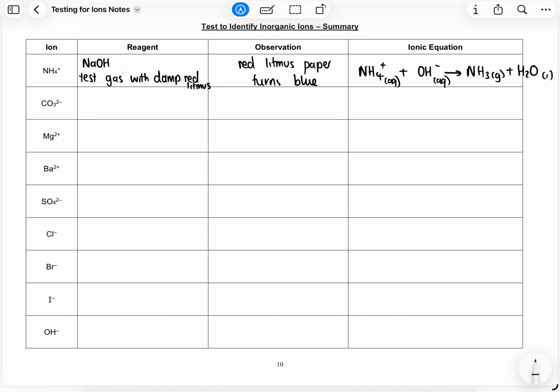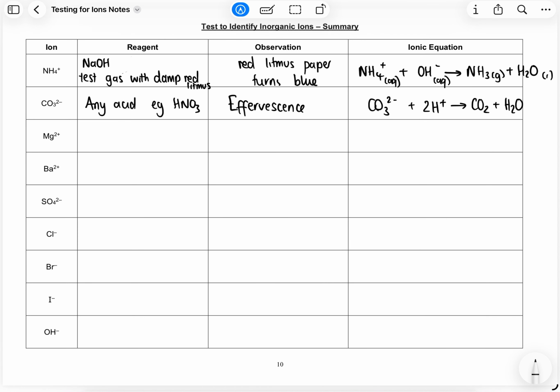Then we tested for carbonate by adding an acid, so e.g. nitric, and we saw effervescence. And that was because the carbonate ions reacted with acid to create carbon dioxide, that was the effervescence, and water.